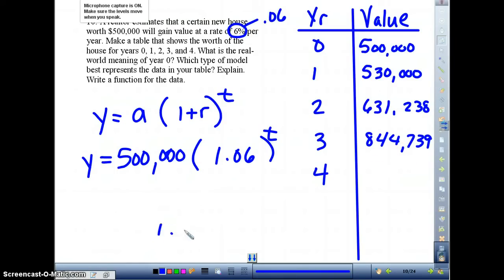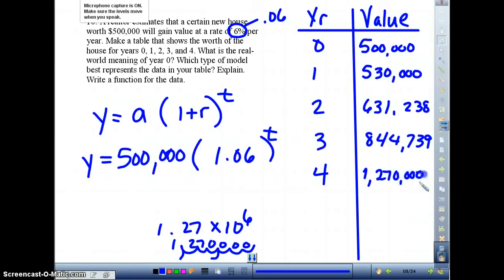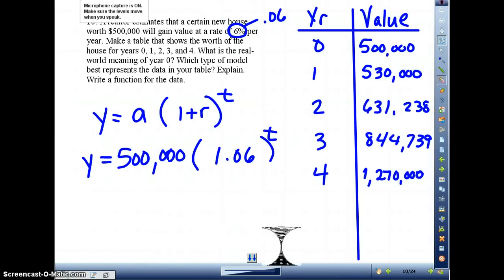It says on my calculator 1.27 E6. That's times 10 to the 6th power. That means I move my decimal place 6 places to make it really big. 1.27, that means 1, 2, 3, 4, 5, 6, 0, 0, 0, 0. Put in my comma, 1,270,000. All right. There's my table, my chart. Make a table that shows the value of the house for years 1 through 4.